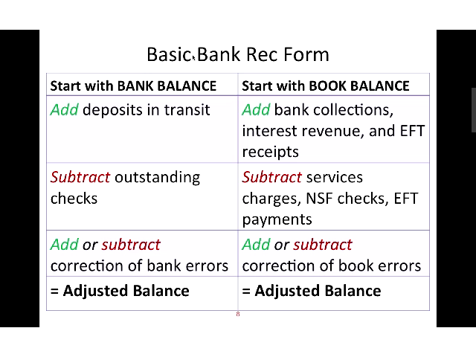So starting with the bank balance, you write down the balance the bank statement has. Then you're going to add deposits in transit. Deposits in transit are the deposits that you make at the bank after the cutoff for the statement. So when you go into the bank and there's that sign saying all deposits after 3 p.m. will be credited tomorrow, that's what creates a deposit in transit.